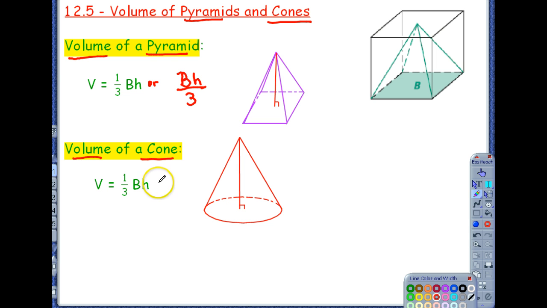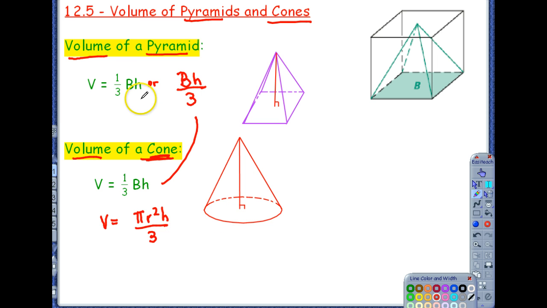And here, same deal. These are the same thing. Now, let's go a little bit further with a cone, because what's unique about the cone's base? The cone's base is a circle, so we've got 1/3 of the pi r squared times the height. So you could write it as pi r squared times height divided by 3, or take 1/3 of it. It just depends on how comfortable you are.